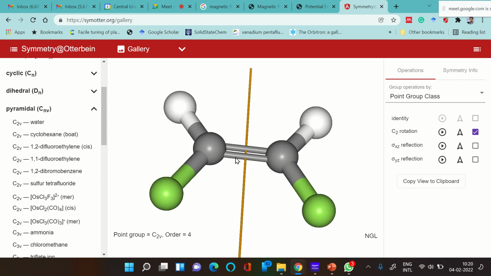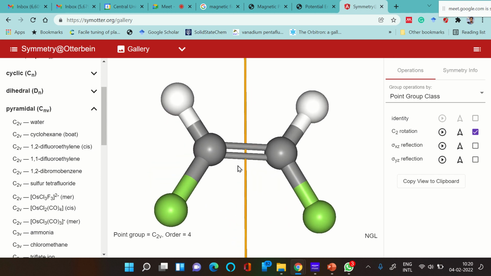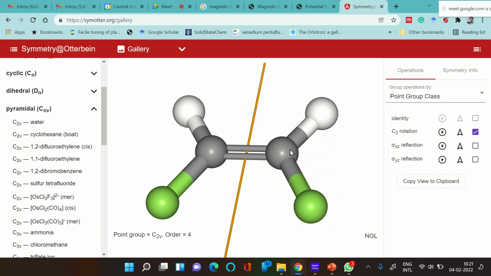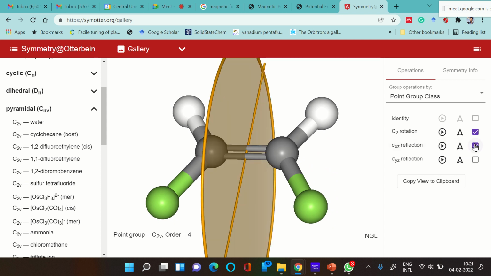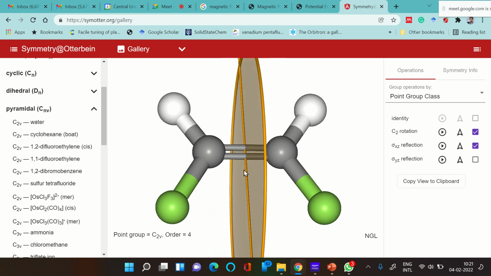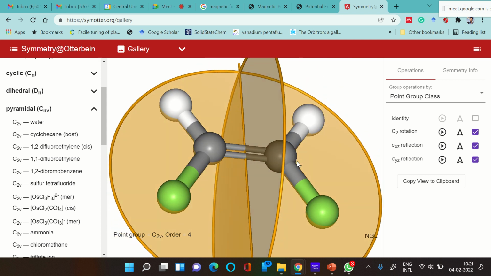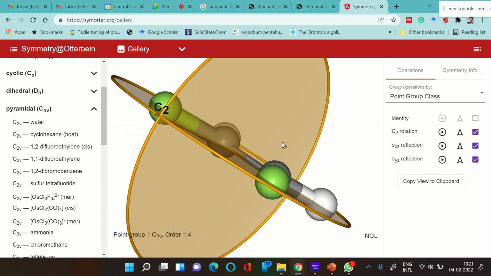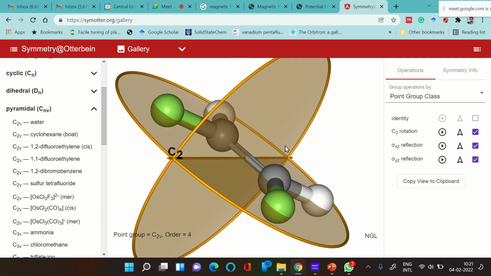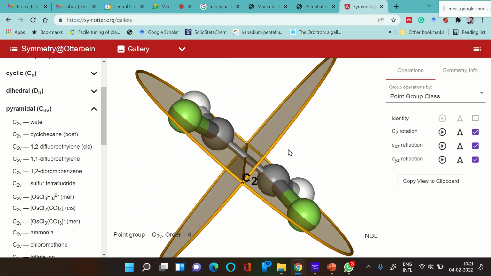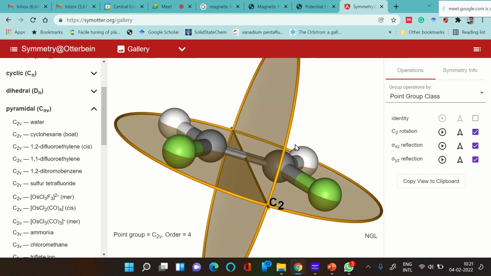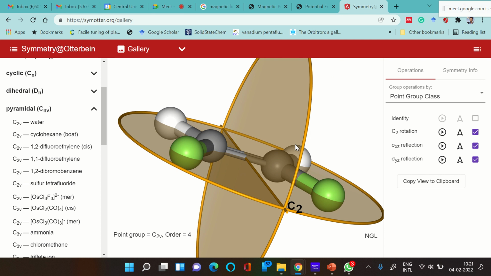ये है C2 एक्सिस lying in the same plane, and then it also contains the reflection plane, one plane containing that axis, another plane containing the same axis. So both these are vertical planes, not horizontal planes. Okay, so C2V. So this is the point that we have seen through this.